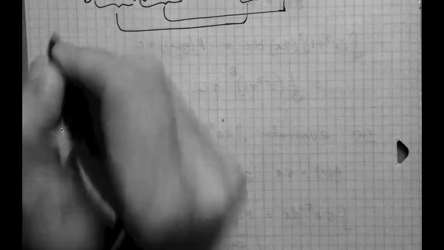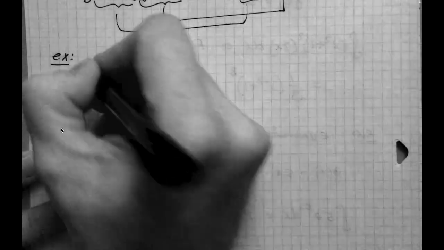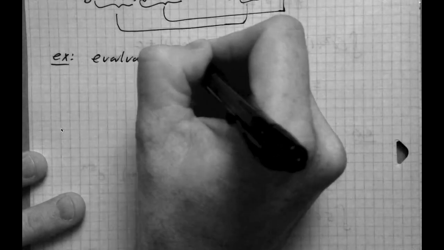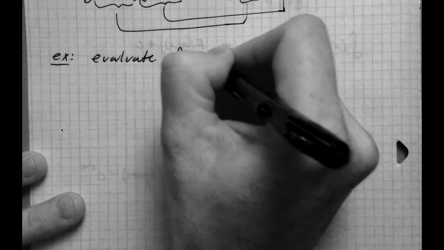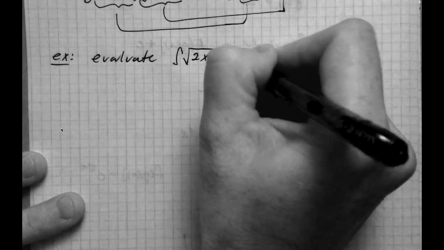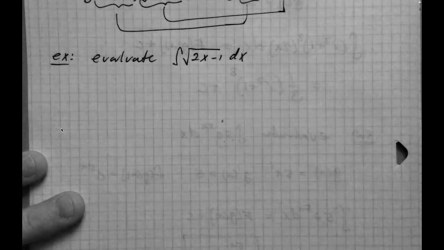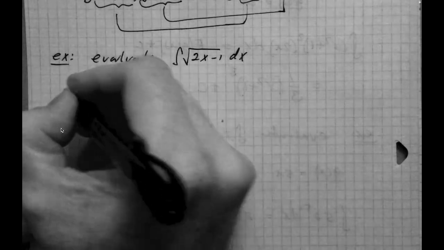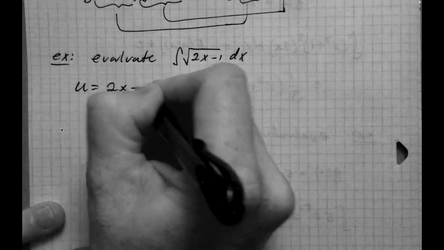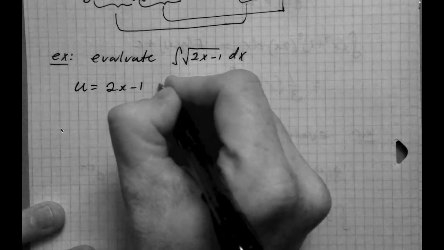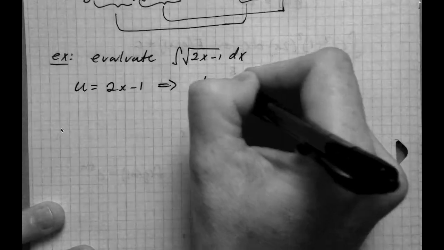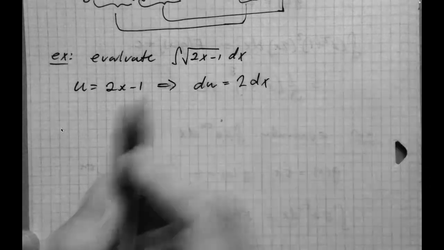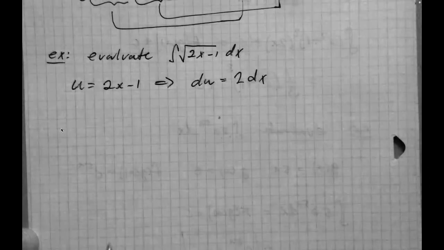Let's do some examples, and I think the method will become pretty clear after a couple of examples. So let's evaluate the integral of the square root of 2x minus 1 dx. We're going to use change of variables on this explicitly. So we'll set u equal to 2x minus 1. Then du is equal to 2 dx, right? Just differentiating this, we get 2 times dx.